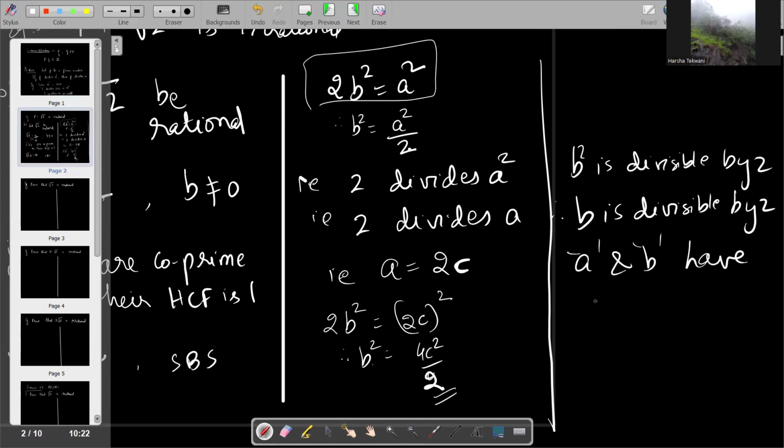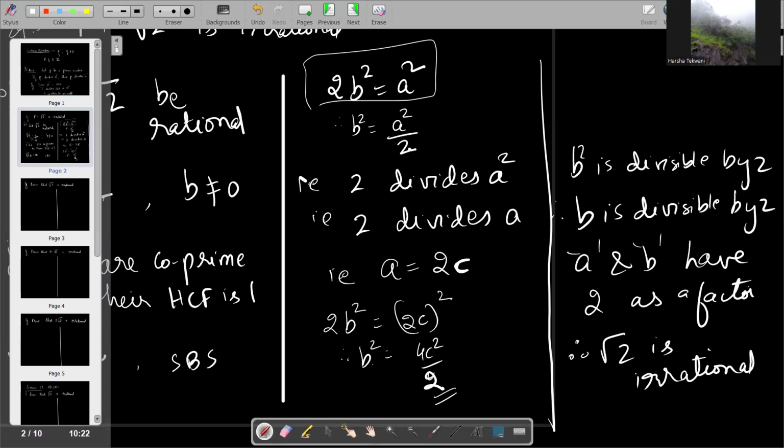So a and b have even 2 as a factor. So our assumption went wrong. Therefore, root 2 is irrational. So we are proving these things by proving ourselves wrong.